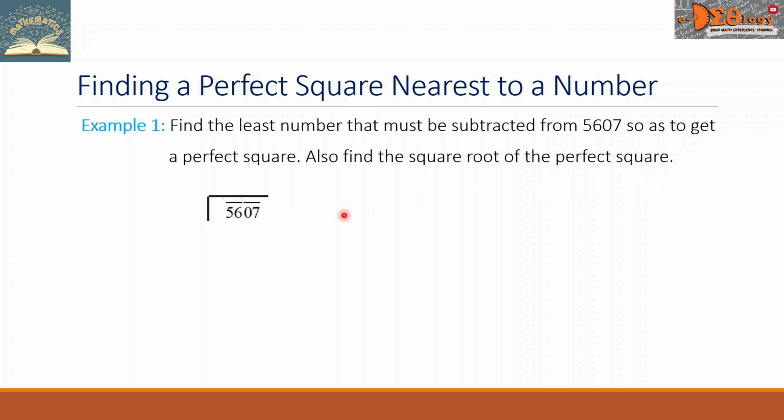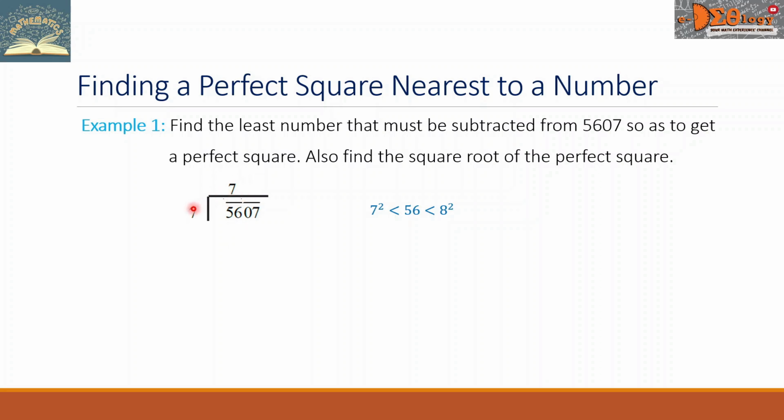We write the 5607 here. Then we will do the division method. We put the bars on the 07, another bar for the number 56. Then we take the square root of 56. Remember that 56 is between 7 square, which is 49, and 8 square, which is 64. So the square root of 56 is 7. We write here the number 7.